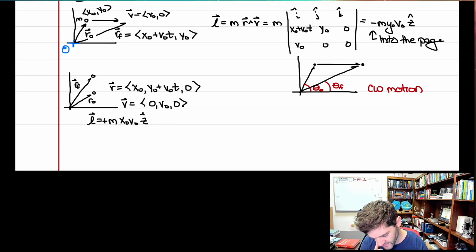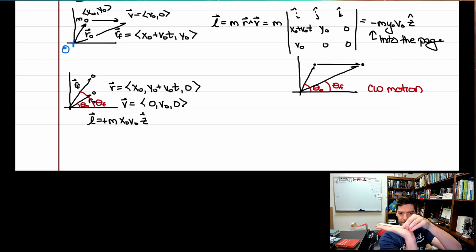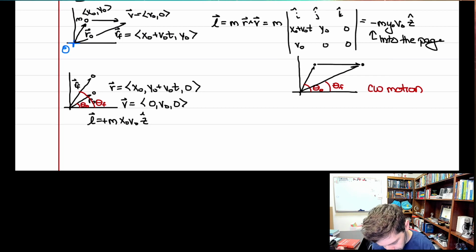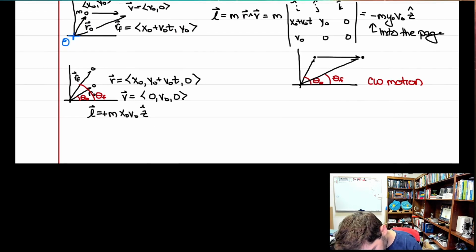And again, if you think of this in terms of angles, it initially has some angle here, theta naught. But then as it moves it has some larger angle, theta final. So it's as if the motion is counterclockwise in that case. Theta increases as you move counterclockwise. Since we take that to be the positive direction, the angular momentum as a result is positive. Right, so we can write counterclockwise motion.